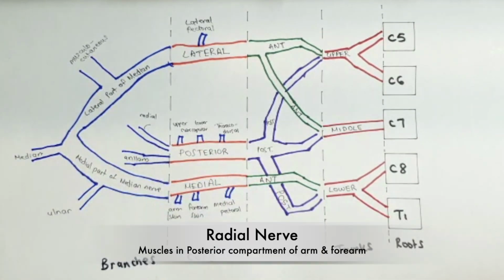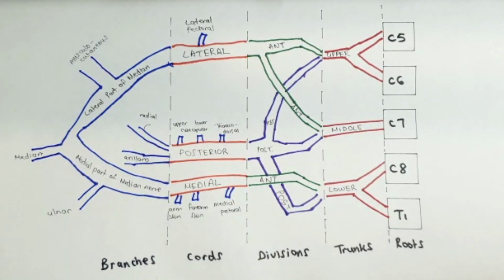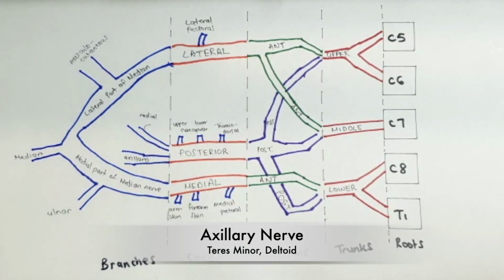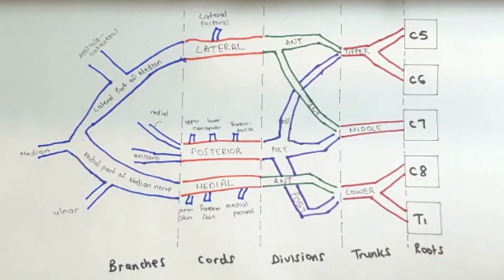Now, the radial nerve supplies the muscles of the posterior compartment of the arm and the forearm, and the axillary nerve supplies your teres minor and your deltoid muscles. Now, we've seen the branches of the cords, but we still have to mention that some branches also arise from the roots as well as the trunks.